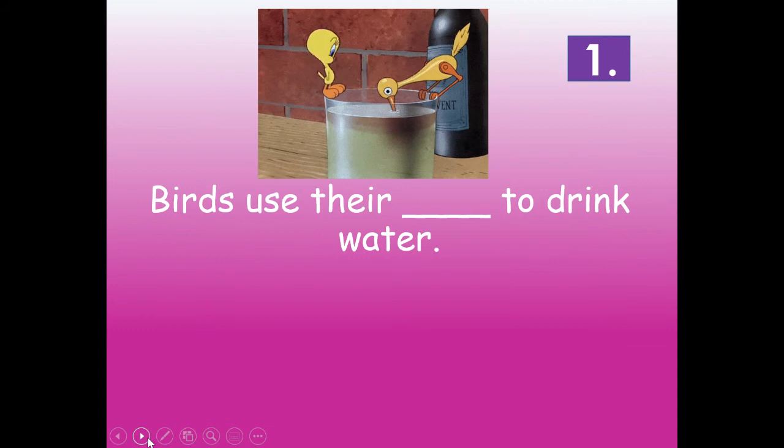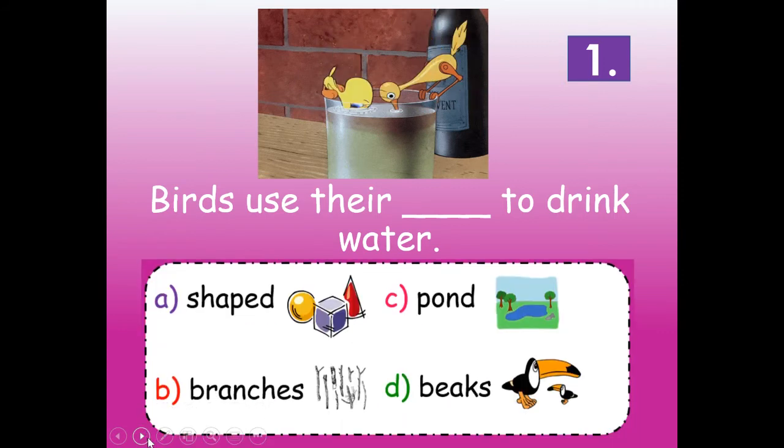So number 1, this is our first word. Birds use their blank to drink water. Look at your picture clues. What do you think birds use? Birds use their shaped to drink water. Birds use their branches to drink water. Birds use their pond to drink water, or birds use their beaks to drink water. What makes the most sense? Beaks. Birds use their beaks to drink water. B-E-A-K-S. Beaks.